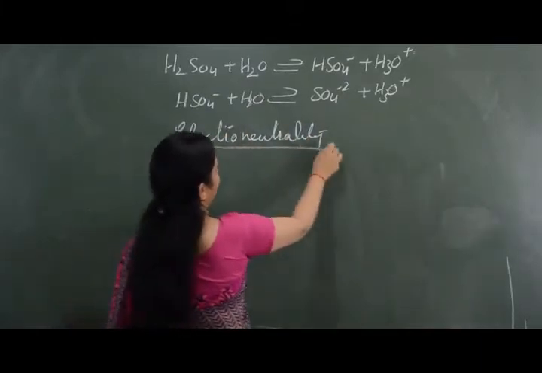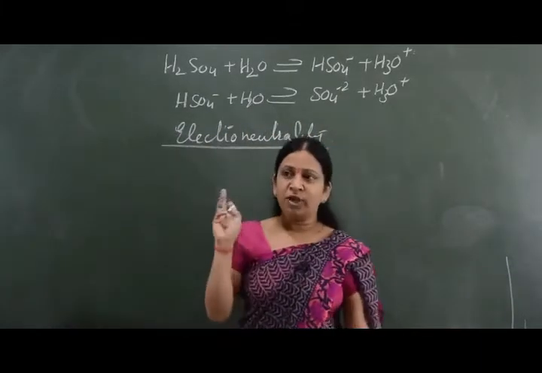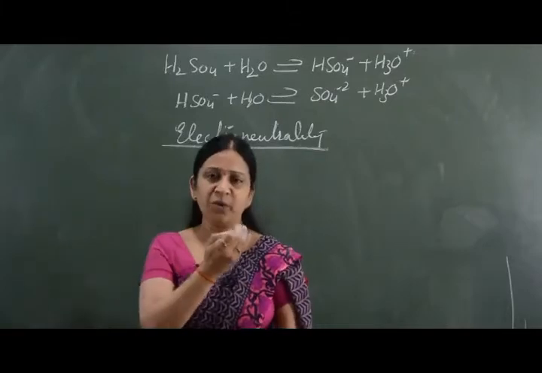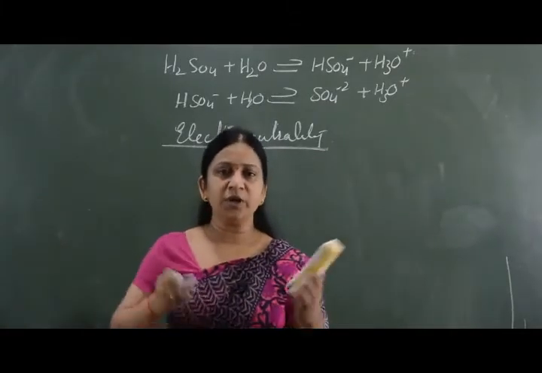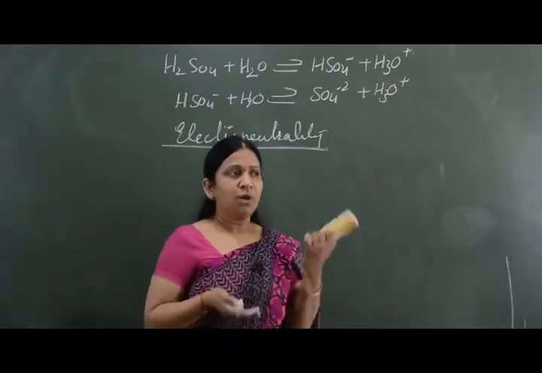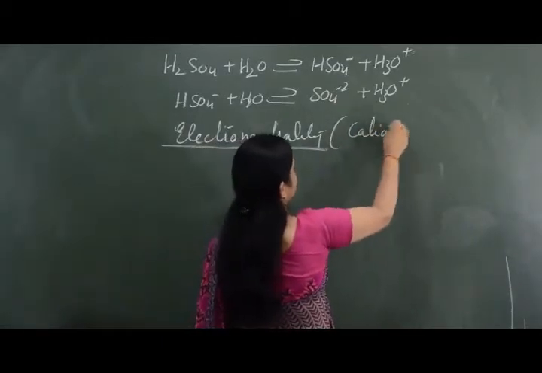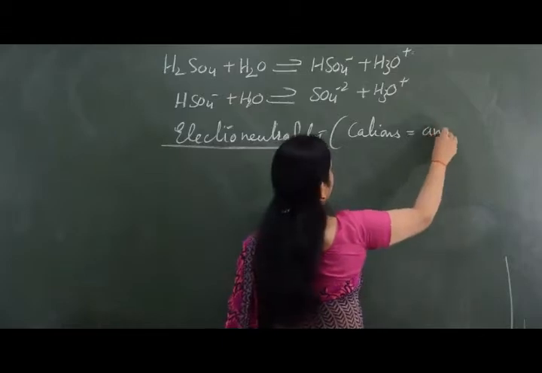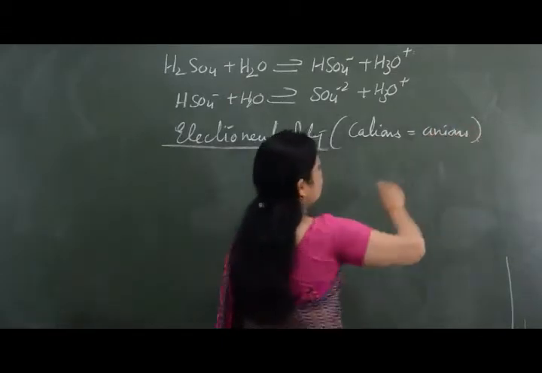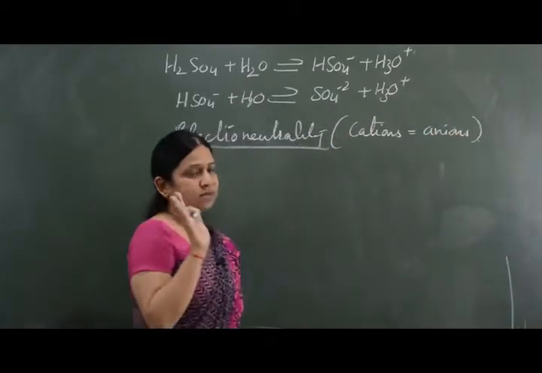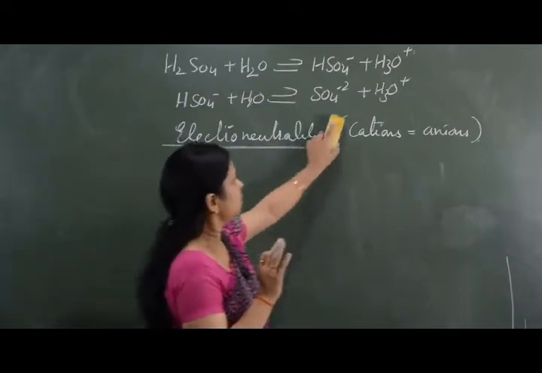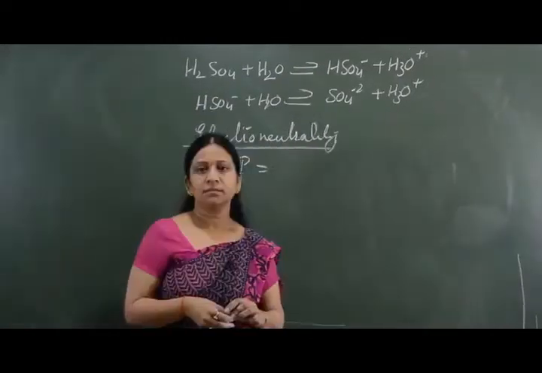Equation of electroneutrality. We are not going to write an equation as such, but the equation of electroneutrality means the number of cations is equal to anions. So cations in the system are equal to anions in the system. This is the meaning of equation of electroneutrality.